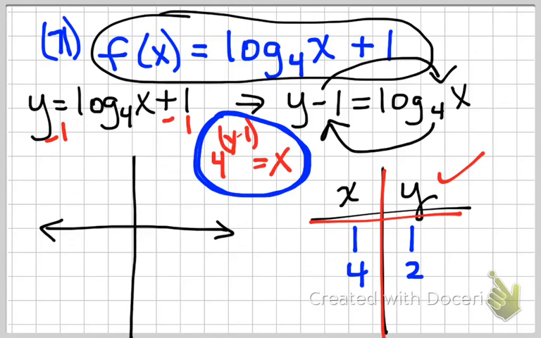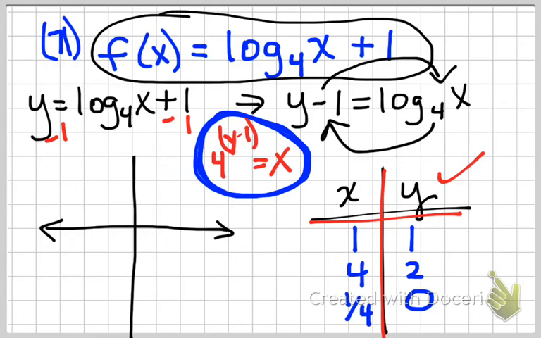And let's use, how about 0? If we plugged in 0, this would be over here 4 to the 0 minus 1 power, so that'd be 4 to the negative 1 power. 4 to the negative 1 power is the same thing as 1/4.